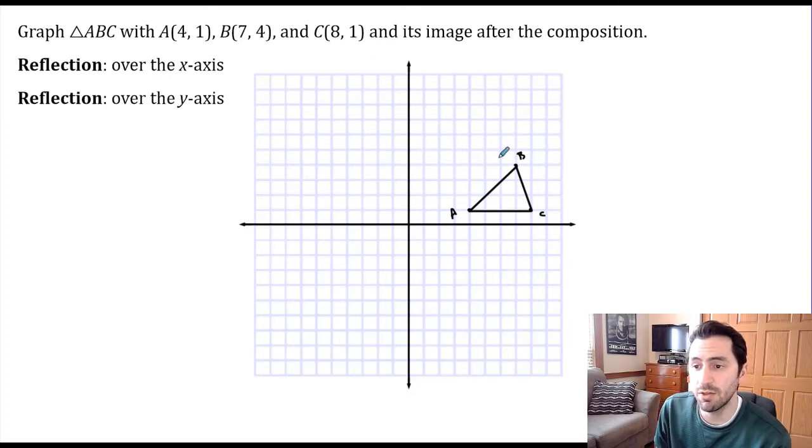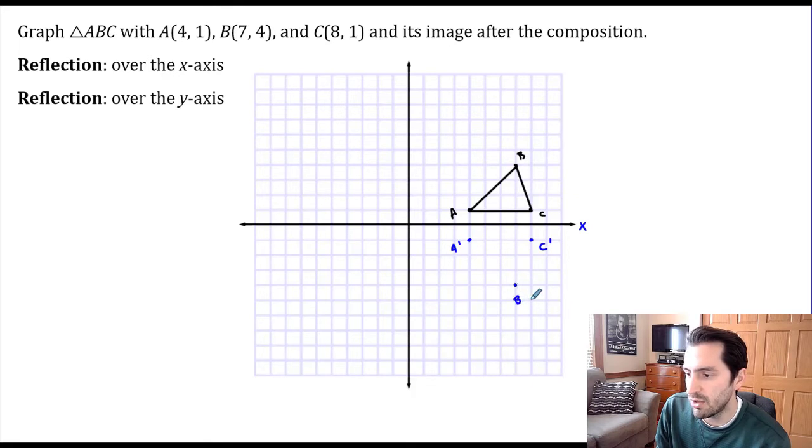Our first reflection, we're going to reflect over the x-axis, so the horizontal axis. And just like we did on the first example, we just want to make sure that we go the same distance on the other side so that our line of reflection is the perpendicular bisector between our pre-image and our image. So here's A prime, and here's C prime, and then B is 1, 2, 3, 4 units away. So we'll go 1, 2, 3, 4 units down.